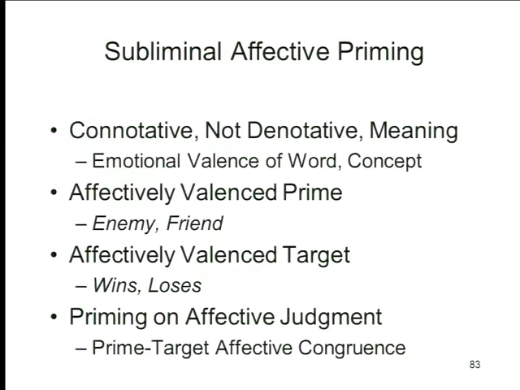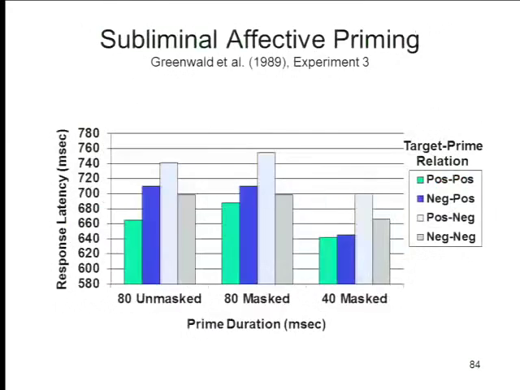The priming is based on the meaning of the word, but it's not based on the denotative dictionary meaning of the word. It's based on the connotative, or emotional, valence of the word. And I showed you this experiment before, where you can actually get affective priming when the prime is unmasked. That's conscious priming. But you can also get the affective priming when the prime is masked. That's unconscious priming, or evidence of implicit perception.